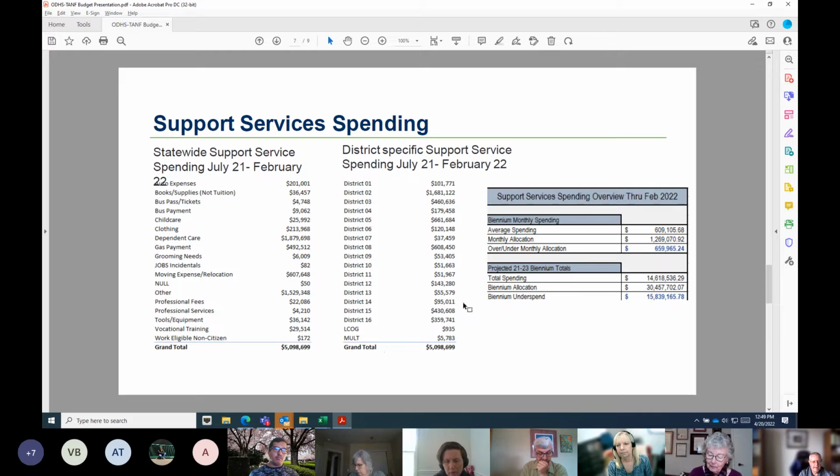And to your question, yeah, when we get an allocation, it is what it is, so adjusting for inflation in the middle of the biennium is hard. But once again, because we've been underspending, we have the ability to adjust how much we're giving to folks in support services as they're asking for those needs to be met.